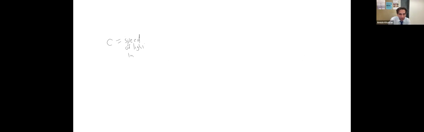So c represents the speed of light in vacuum, and it's about the same as in air, a bit less in air, but that number is 300 million meters per second, about 700 million miles per hour. It's an extremely large speed, but let me write it out. So let's say 300 million meters per second. In power of 10 notation, we can write this as 3 times 10 to the 8 meters per second.